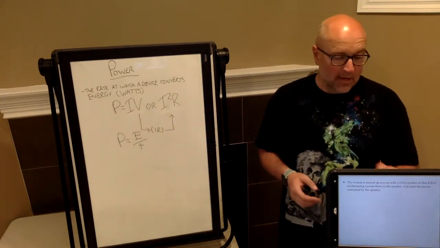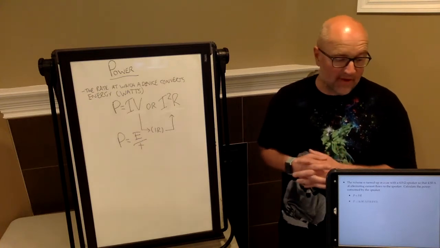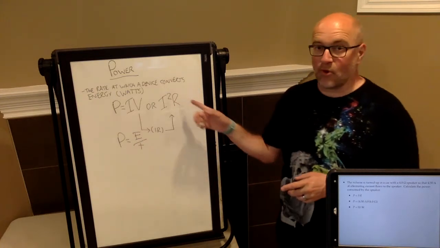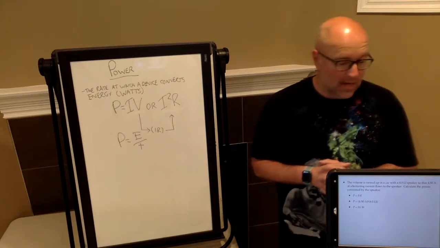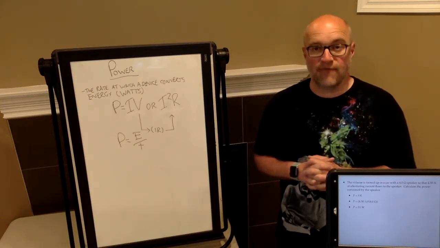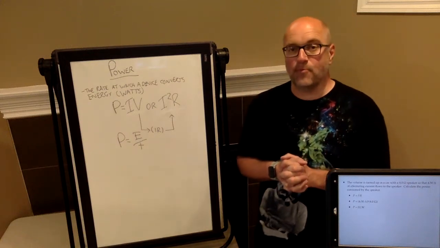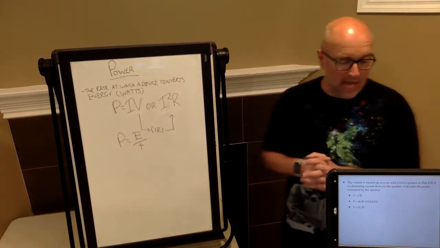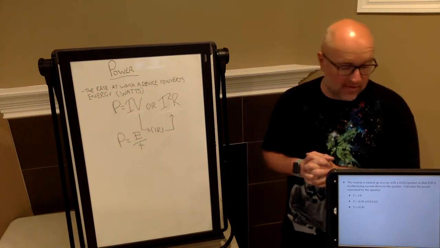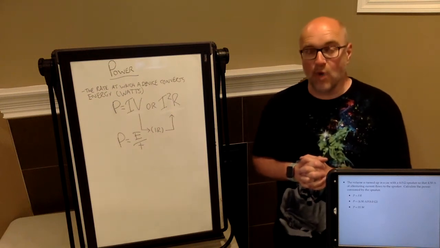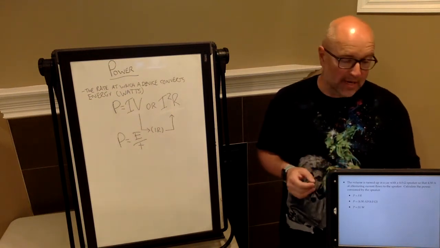Here comes the answer. Well, they've given you resistance and they've given you current, so we're going to use the I squared times R equation. In this case, we're going to multiply 4.5 amps, we're going to square that, I should say. So 4.5 squared times 4 ohms of resistance. That will give me an answer of 81 watts of power that are being used.